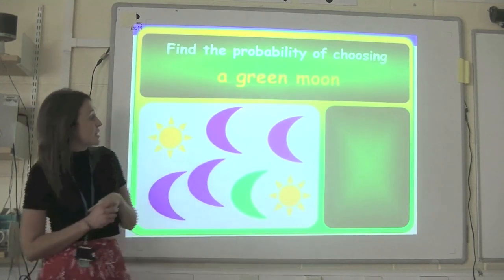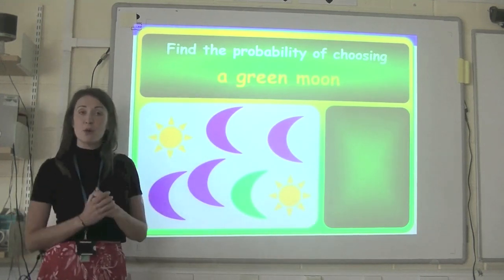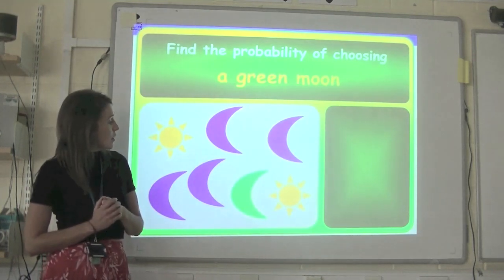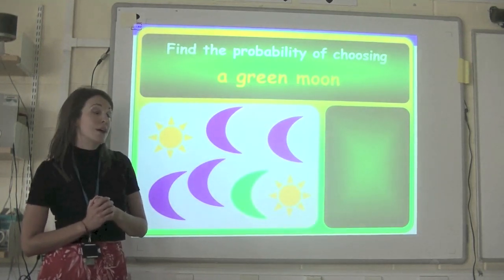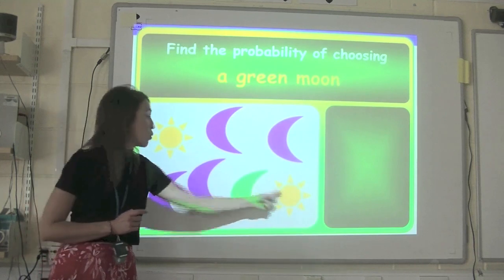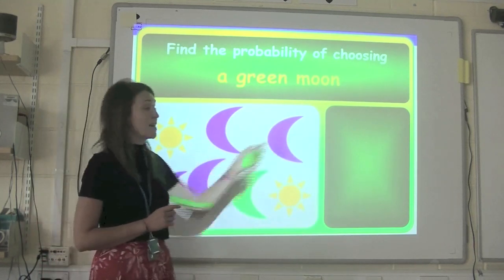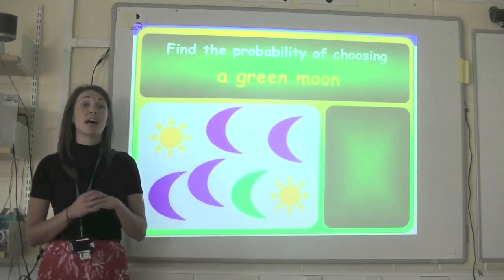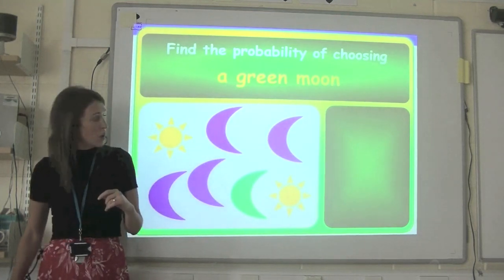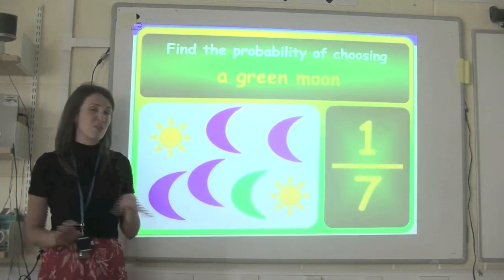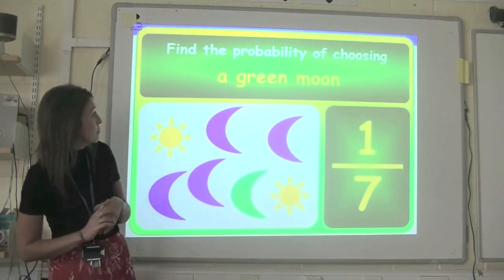Now, find the probability of choosing a green moon. And we've got 1 out of 1, 2, 3, 4, 5, 6, 7. So I'm hoping that some of you have written down 1 over 7. I'll give you a little bit more time than that in the classroom.